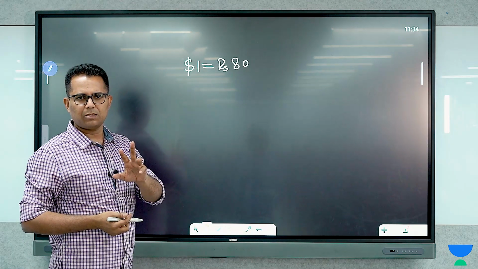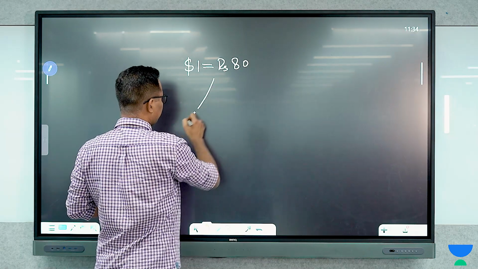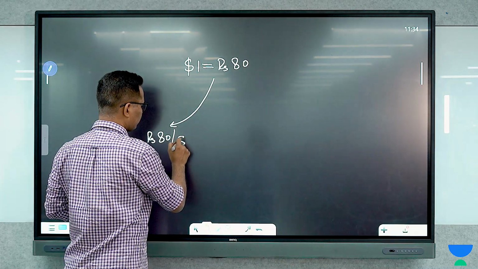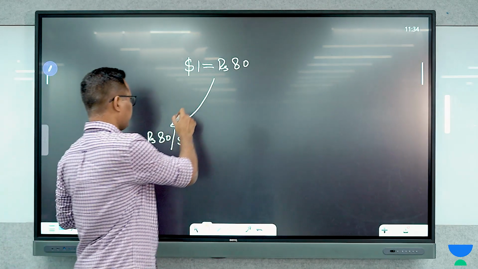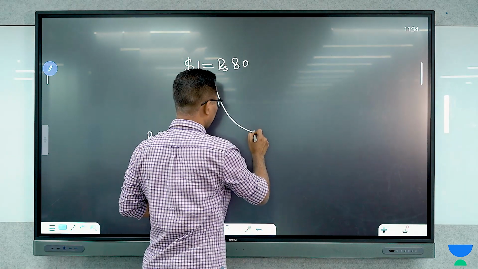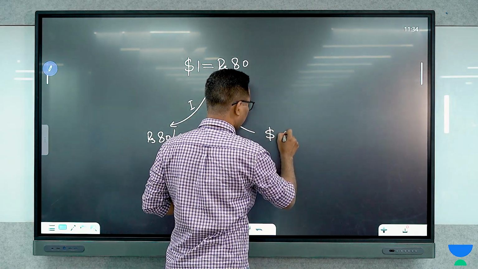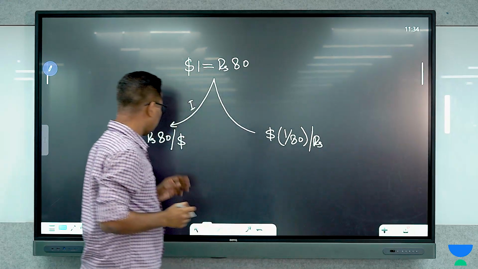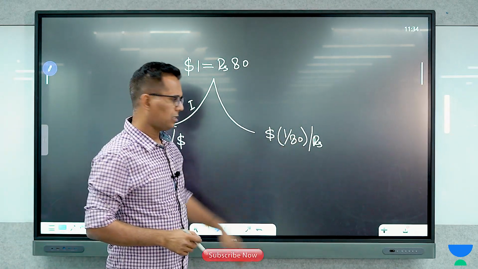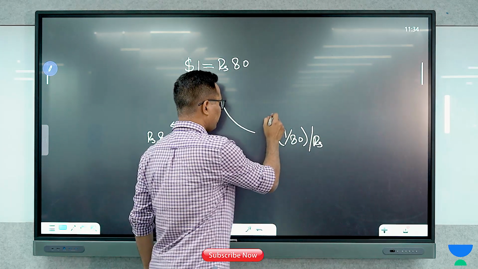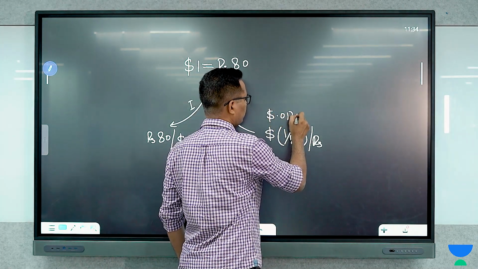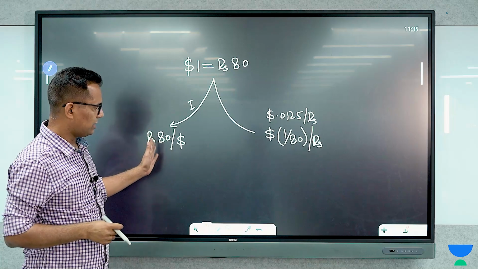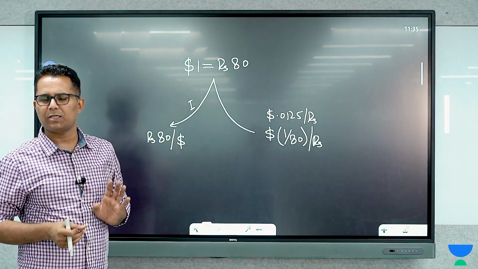Now there are two ways of expressing this exchange rate. One is you can write this as rupees 80 per dollar, right? And the other way is you can write it as dollar 1 by 80 per rupee, right? So rupees 80 per dollar and 1 by 80 dollar per rupee, or you can calculate it as $0.0125 per rupee. Both ways are correct. You can express either this or that, but RBI follows a particular standard.